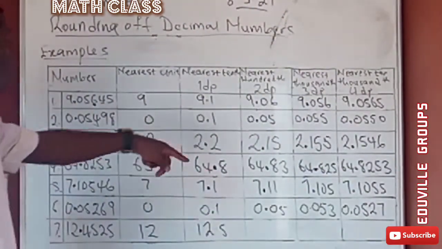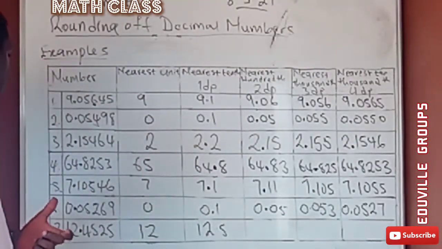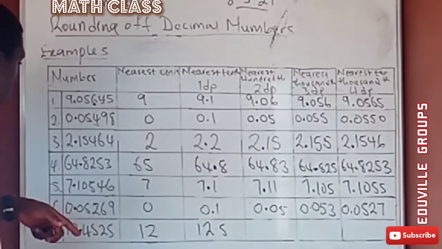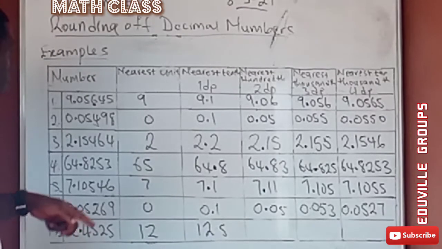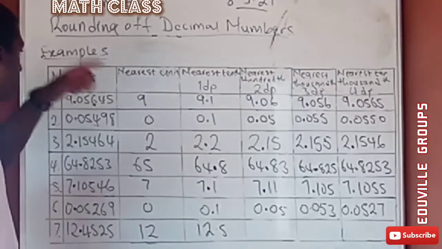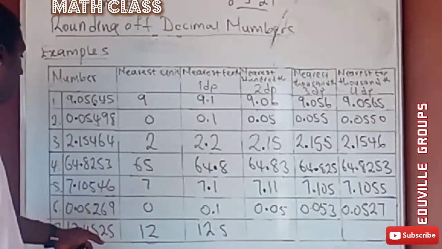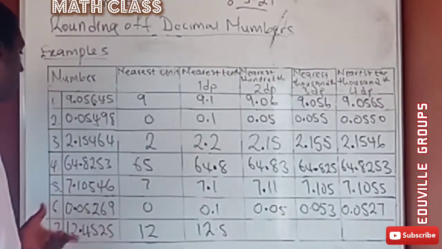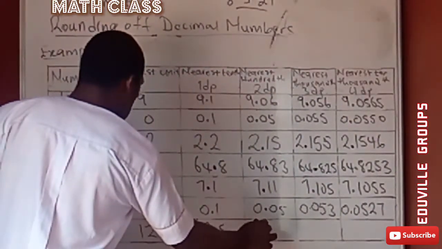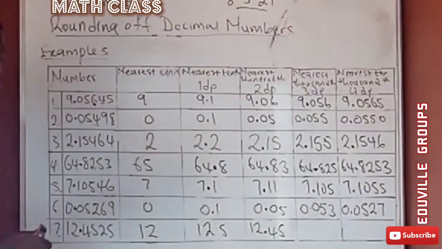In the next column, we are rounding to the nearest what? 100 or 2 decimal places. And the digit we are rounding is what? 5. Because 5 is at the 100th place or at the second decimal place. And the next number after it is what? 2. And it's not up to 5. So our answer will be 12.45. We're not adding anything to the rounding digit.